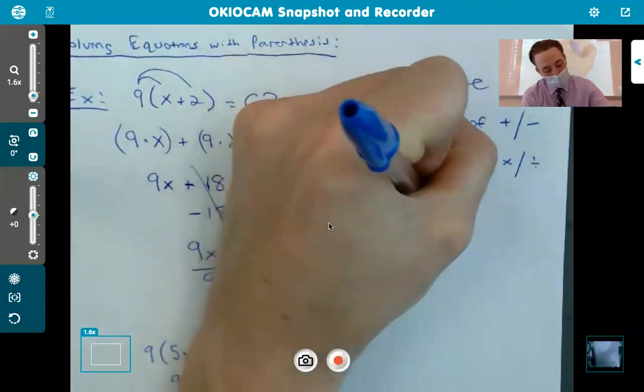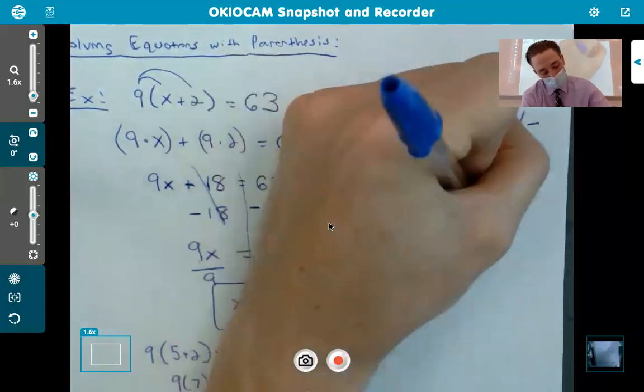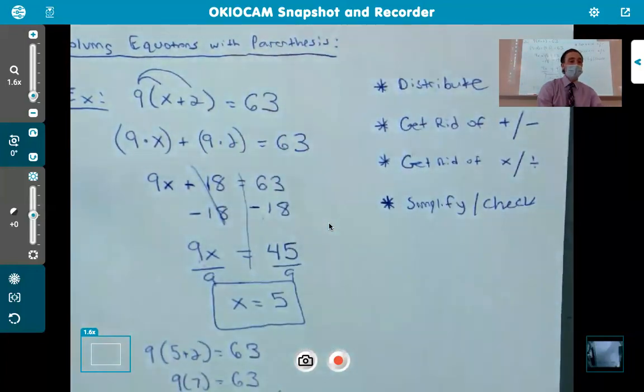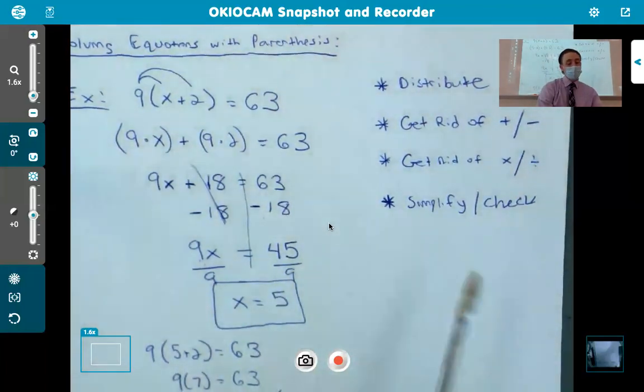My last step is to then simplify and check my answer. Okay, and you should do that each time. So simplify that step here, the 45 divided by the 9 is 5. And then check your answer, plug it back in, and see if you get the same thing on either side. Okay.